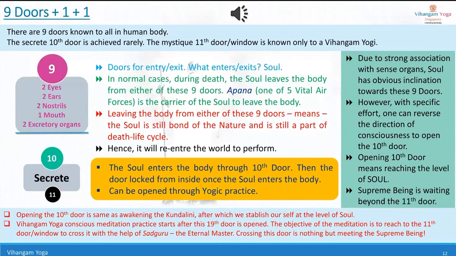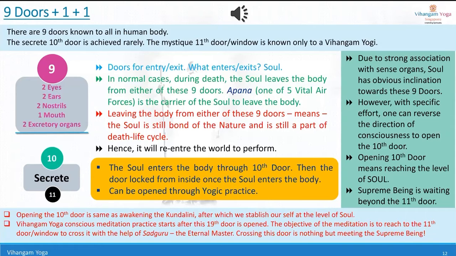What are these? In the human body, everyone knows about these 9 doors. What is the meaning of door? Door is that part through which something enters and something exits. Like in our day-to-day life, if there is a room, we enter from the door, we exit from the door. Similarly, in this body, we have 9 doors.